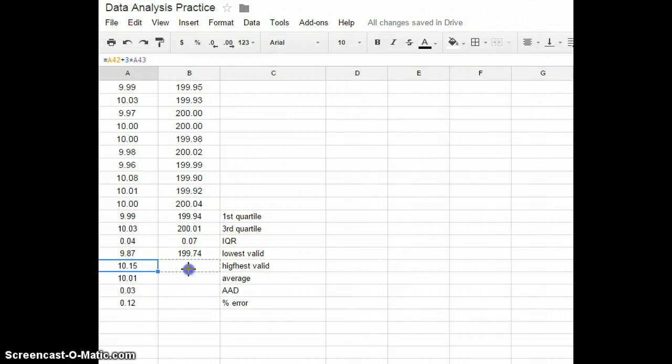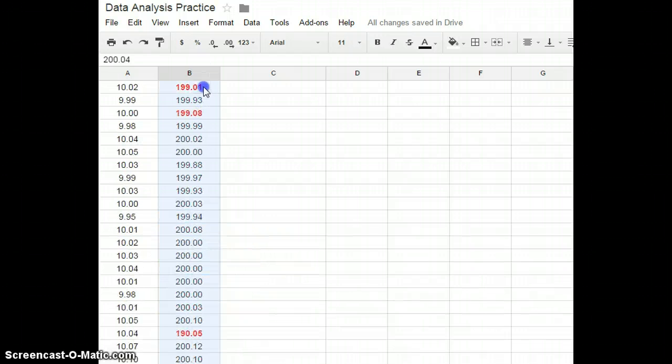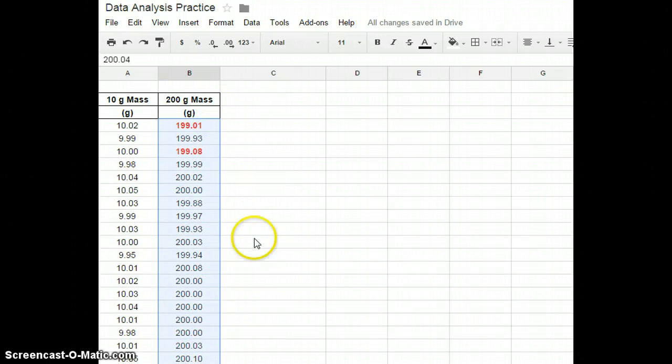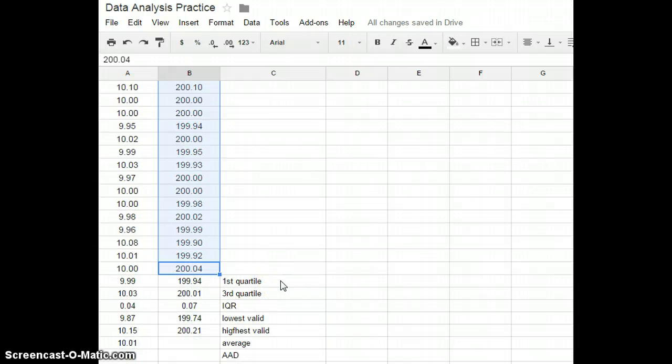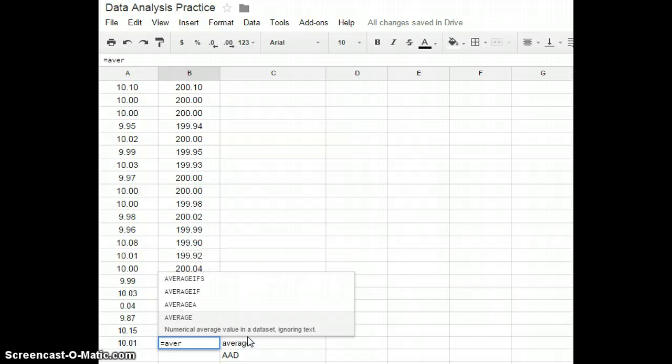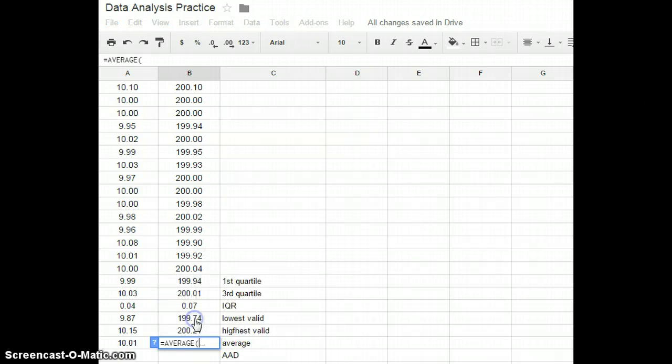The uppermost valid measurement would be 200.21. Is there a measurement in this column greater than that value, 200.21? The answer is no. There's no measurement that exceeds 200.21. So we found 3 outliers on the low end. So now when we calculate the average, we don't want to find the average of all the data. We need to find the average of only the data we trust, so the non-outliers.